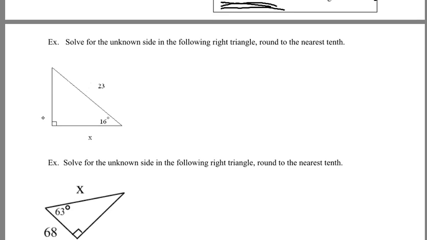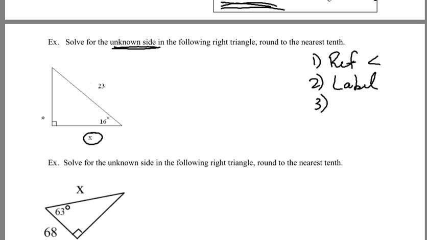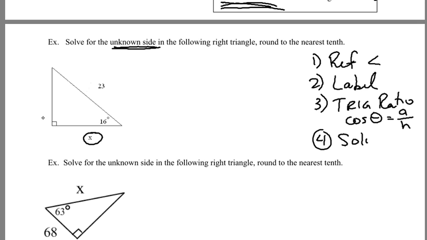So let's take a look at a couple of these. First example says to solve for the unknown side in the following right triangle. So we're finding the unknown side, side x. First step, reference angle. Second step, label the sides. Third step, substitute into your trig ratio, which now we're working with cosine, adjacent over hypotenuse. And then we solve. Well, solve is 2 choices like we've reviewed.